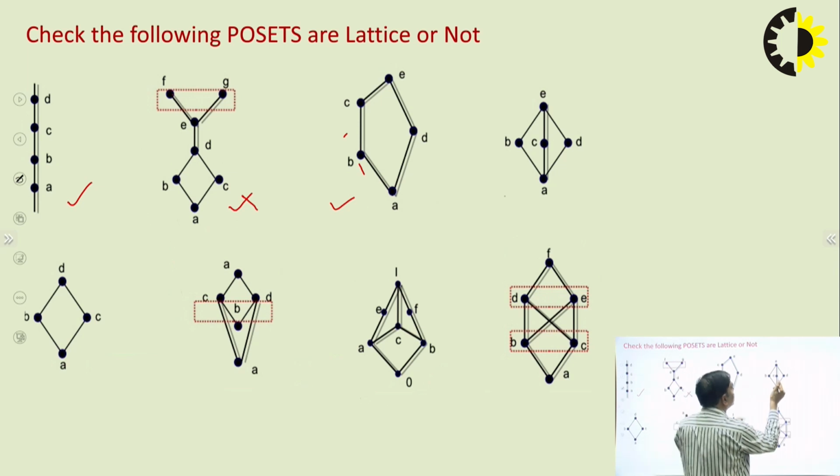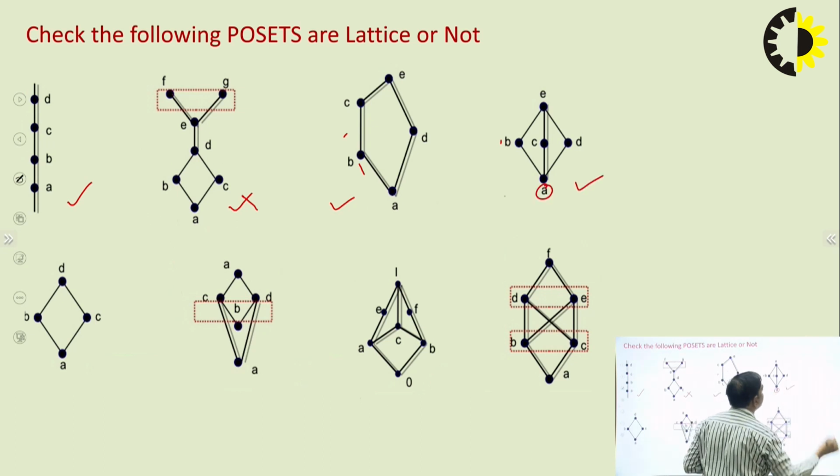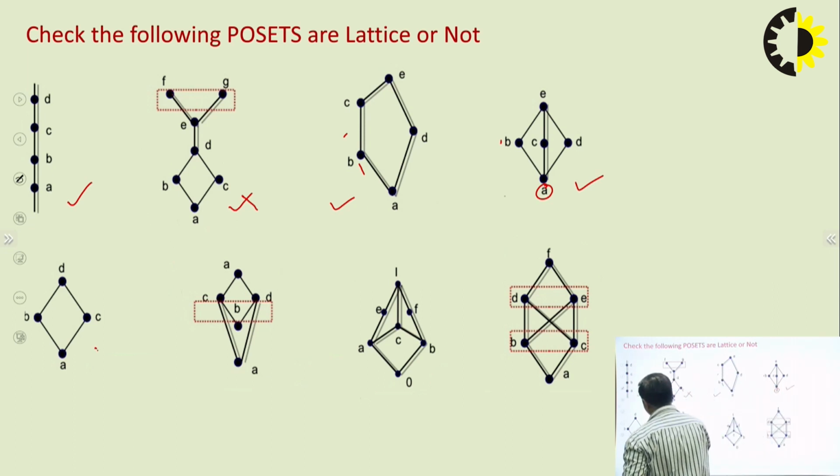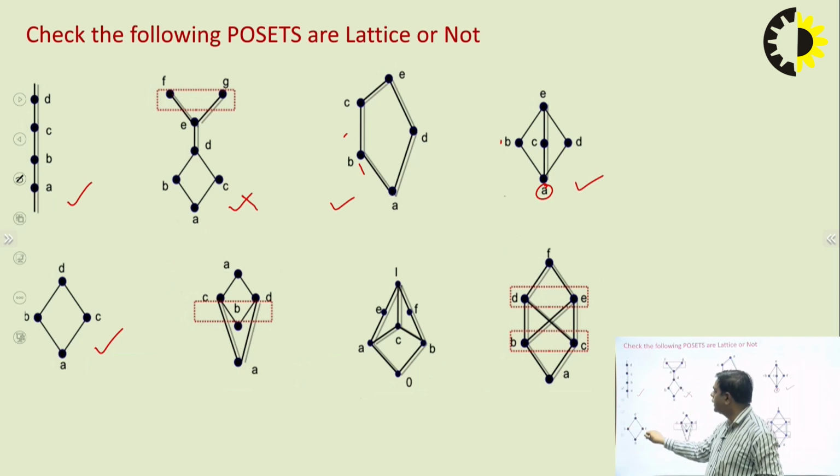So in such a case, when B and C are not related to each other, we will find the joining point. The joining point is E, and for B and C the meeting point is A. Similarly for C and D, the joining point will be E and the meeting point will be A. Again for B and D, the joining point will be E, and the meeting point will be A. So again there exist the LUB and GLB for each and every pair of elements. So this will be the lattice, and it is very clear that for B and C the joining point is D and the meeting point is A. So it will be the lattice.